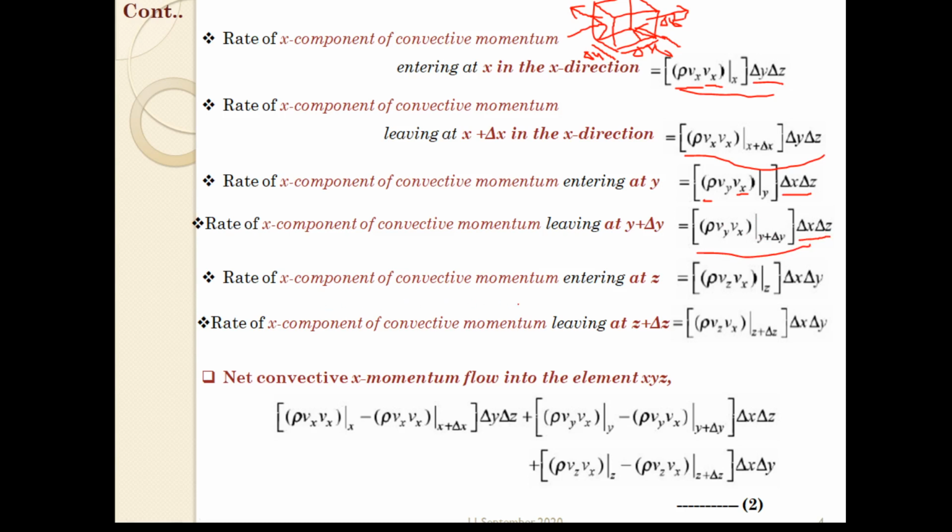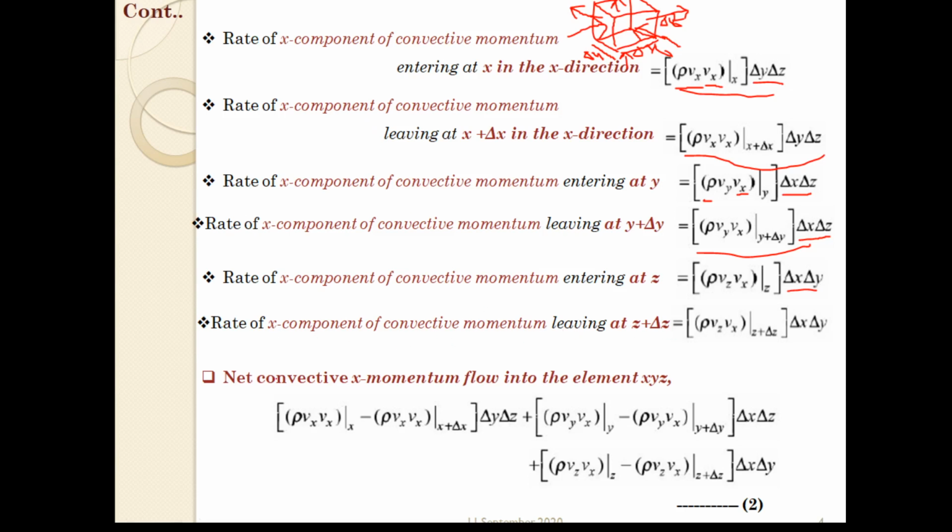Similarly, for the z component: at the z phase, entering through the bottom and leaving from the top of this control volume. So entering at z is del x del y multiplied by rho Vz into Vx at z, and leaving at z plus del z. This is the x component of convective momentum.